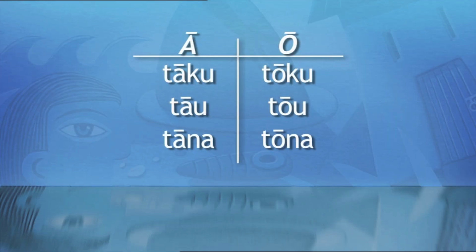Remember our ā and ō table from yesterday? Take another look at it. This table shows our common possessive determiners in their ā and ō forms. Tōku and tōku means my. Tāu and tō for your, and tāna and tōna for his and hers.